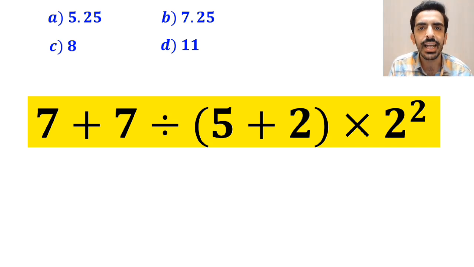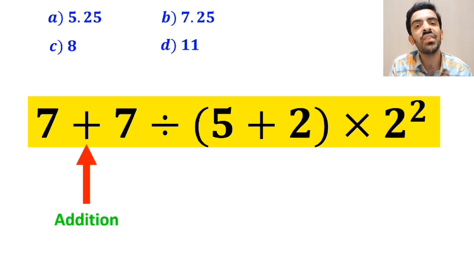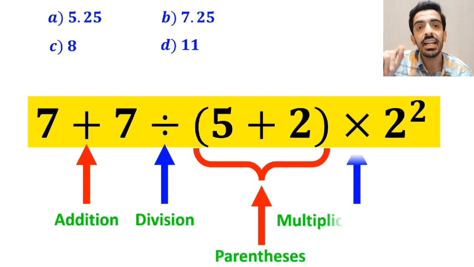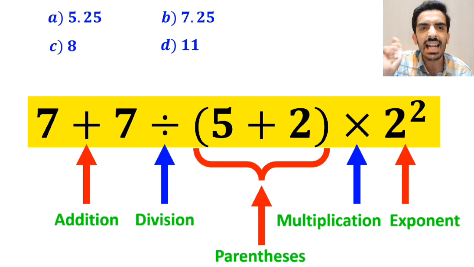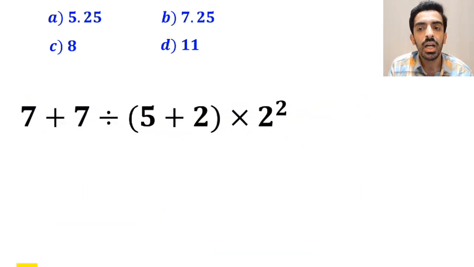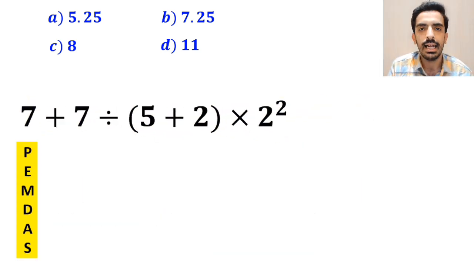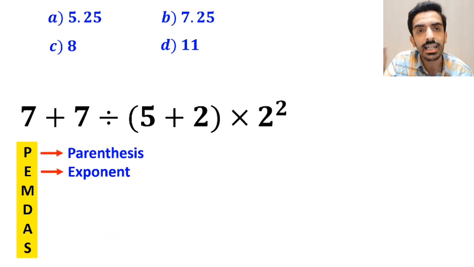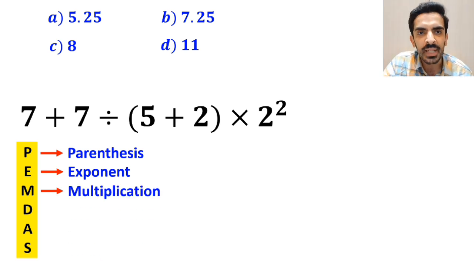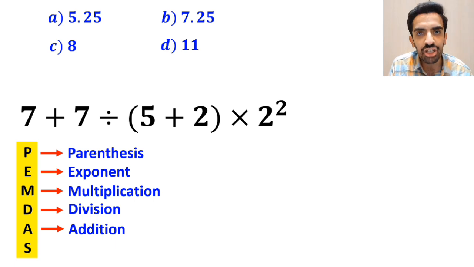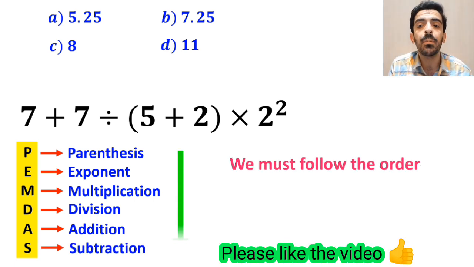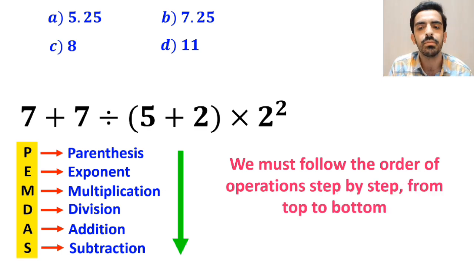As you can see on the screen, in this expression, first we have an addition sign, then a division sign, followed by parentheses, then a multiplication, and finally exponent. To solve this problem, we must follow the PEMDAS rule. In this rule, P stands for parentheses, E stands for exponent, M stands for multiplication, D stands for division, A stands for addition, and S stands for subtraction. We must follow the order of operations step by step from top to bottom.